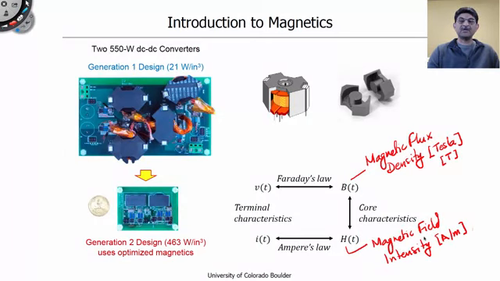As we will soon see, magnetic field can be directly related to the terminal currents of our magnetic device through Ampere's law. Also, as we will see, the magnetic flux density can be related to the terminal voltages of the device through Faraday's law. And finally, the magnetic flux density B is related to the magnetic field H through the characteristics of the magnetic material used in the core. To fully understand these relationships, let's look at the laws that govern electromagnetic fields.